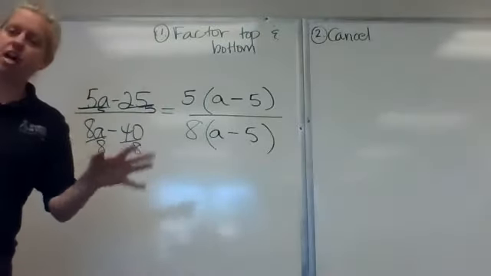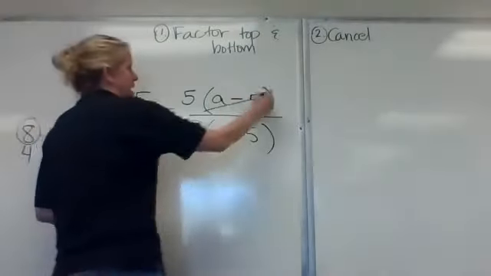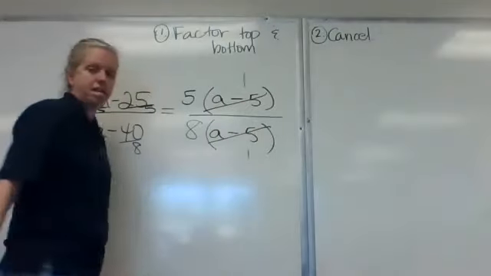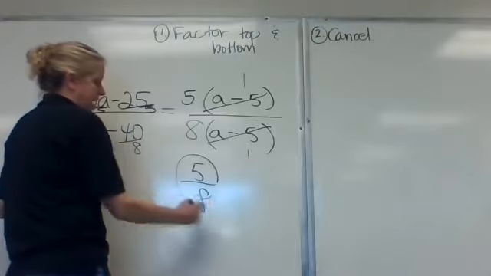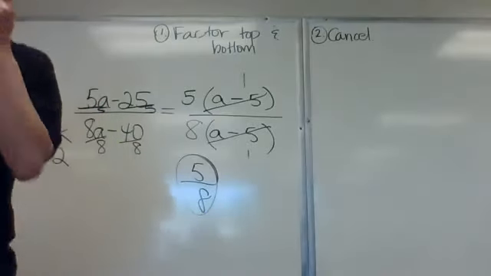So again, once you've done that factoring, then you're looking for factors that can cancel. So the a minus 5s will cancel. So you're just left with a 5 up top and an 8 in the bottom.